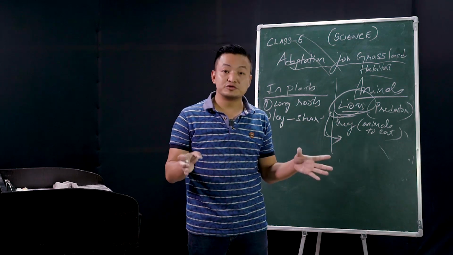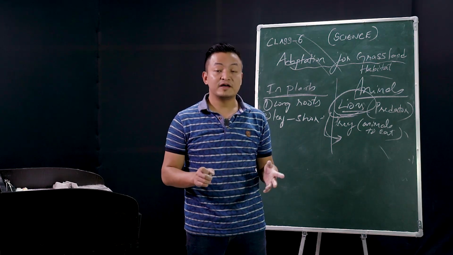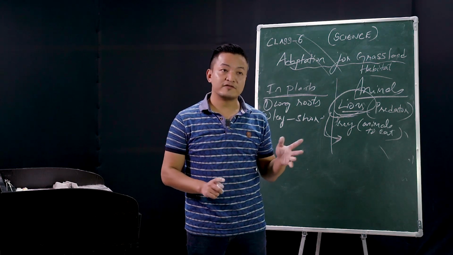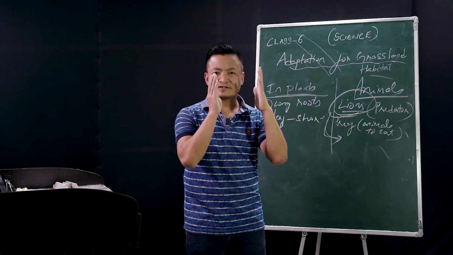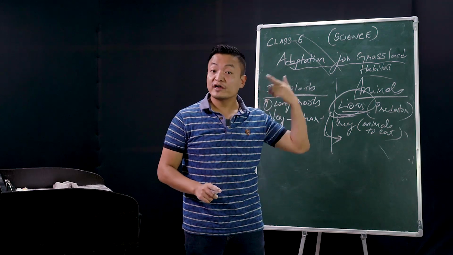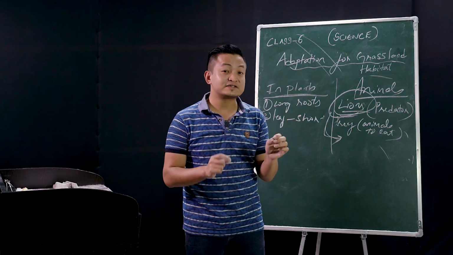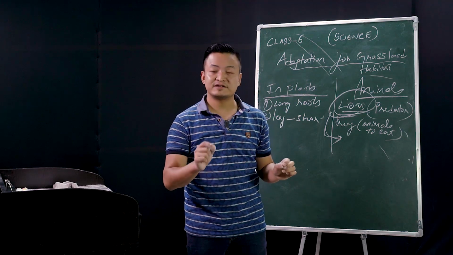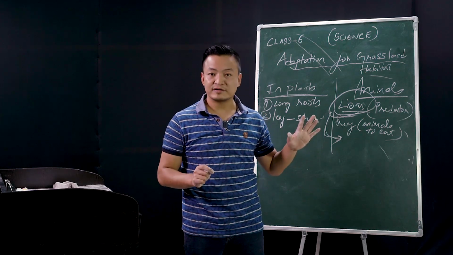Deer, they are always in group. Deer also have a property to hide themselves. Clear? Their eyes are in the side of their head. Okay, and also they have a very long ear. And why is it very long? Because it makes them sensitive. Okay, they are alert. They are aware of the predator.